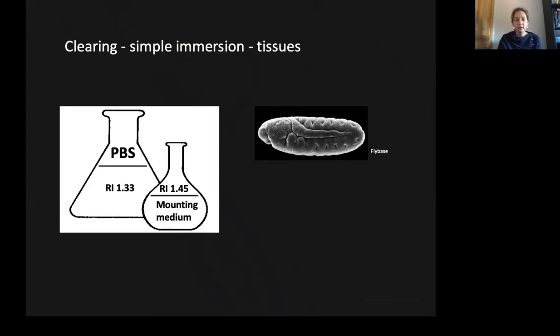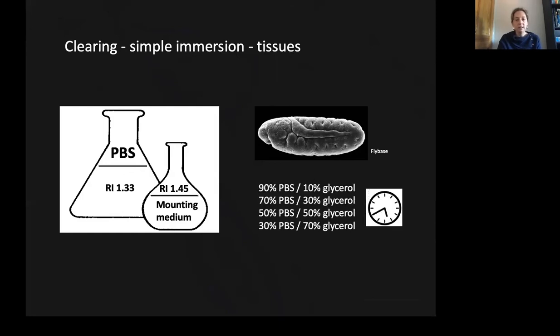But to reiterate, you need to think about how to ensure that the sample itself ends up with a consistent refractive index throughout, that it has had the chance to equilibrate with the mounting media. Otherwise, you're just creating more surfaces that refract light between the mounting media and the sample. So here is an example of a series of washes that you might want to take a Drosophila embryo through before mounting in a glycerol-based mounting media.